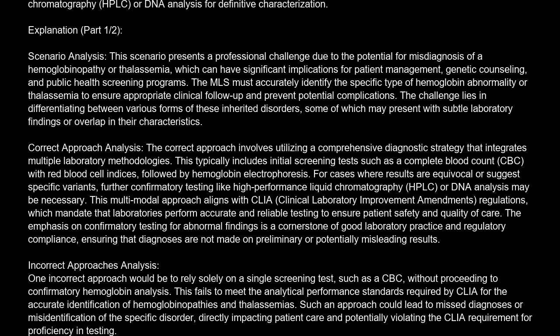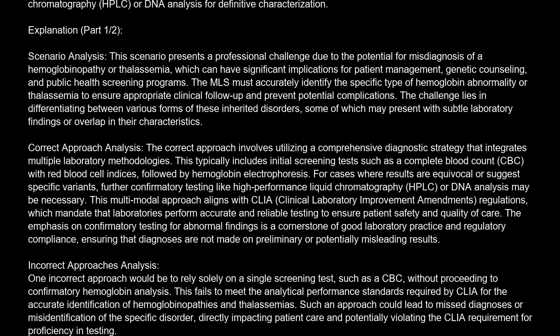This scenario presents a professional challenge due to the potential for misdiagnosis of a hemoglobinopathy or thalassemia, which can have significant implications for patient management, genetic counseling, and public health screening programs. The MLS must accurately identify the specific type of hemoglobin abnormality or thalassemia to ensure appropriate clinical follow-up and prevent potential complications. The challenge lies in differentiating between various forms of these inherited disorders, some of which may present with subtle laboratory findings or overlap in their characteristics.